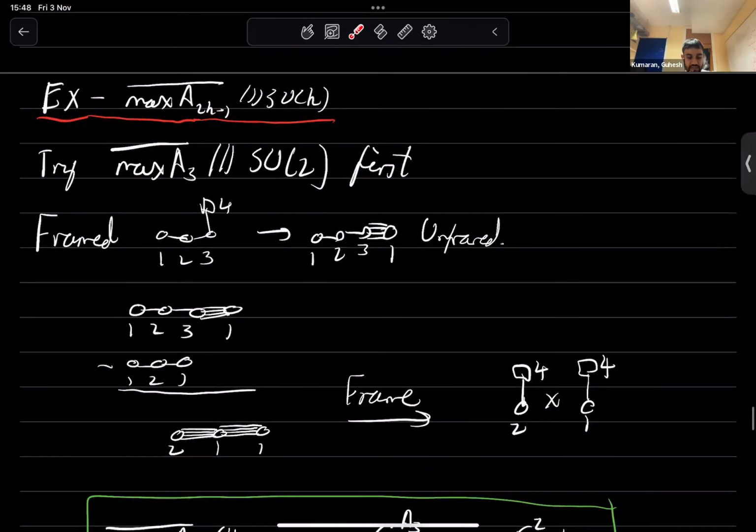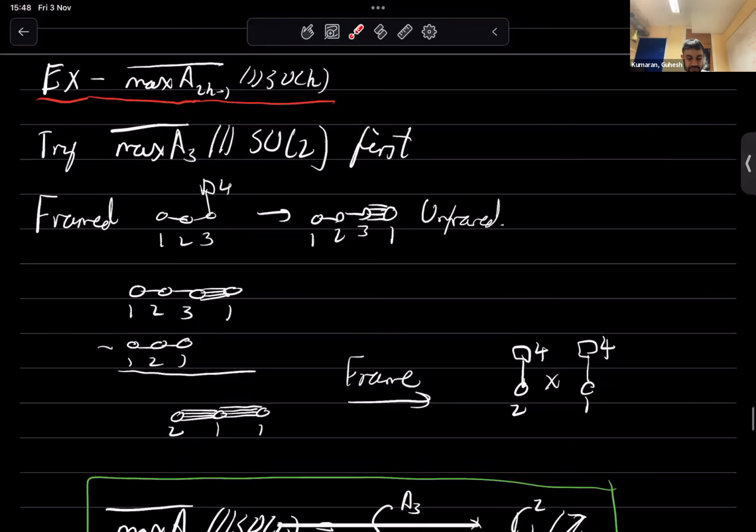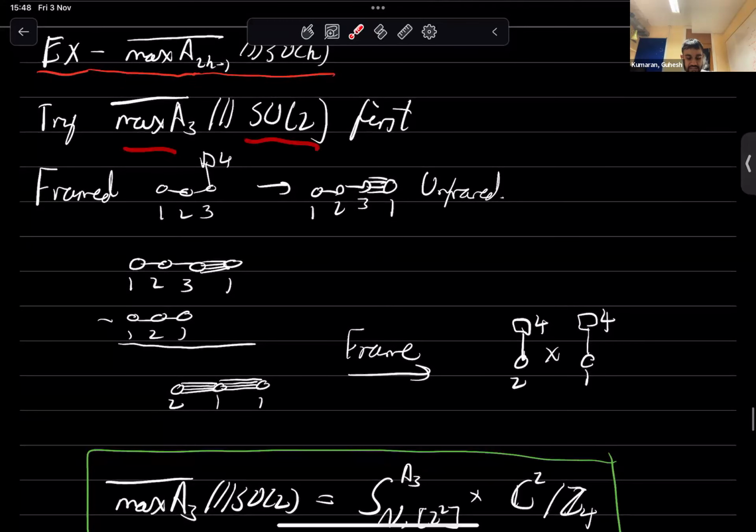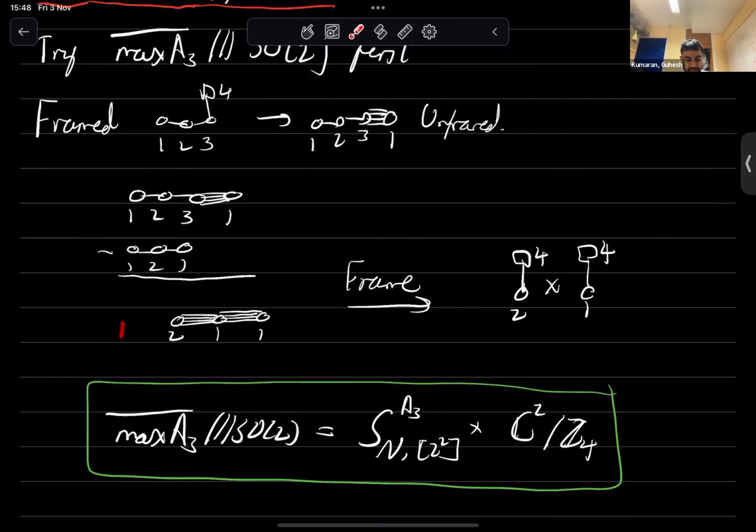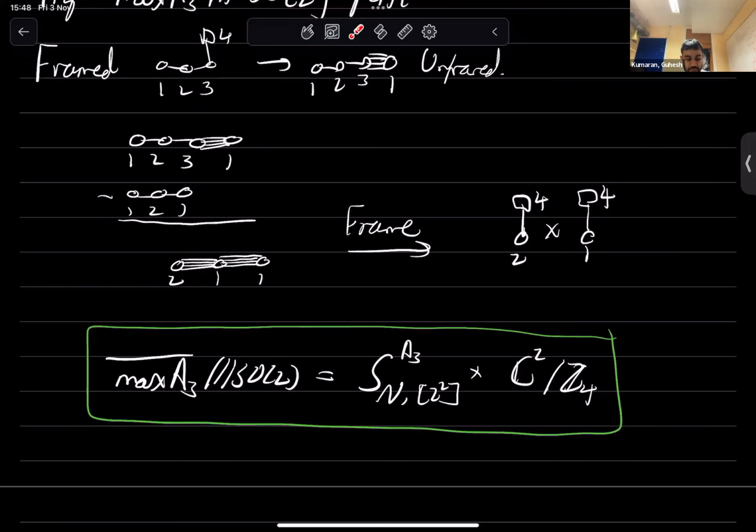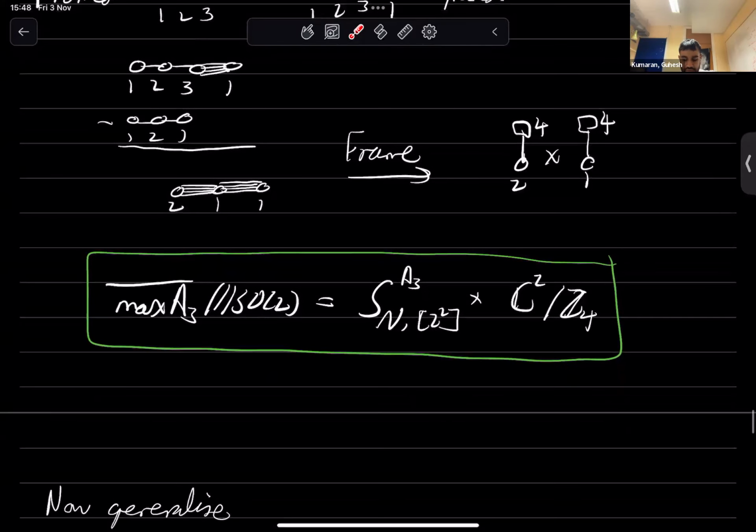Now we'll try and take the maximal A_{2k-1} orbits and quotient by SU(k) and see what we can find. So first we'll do the case where k equals 2. So that's maximal A3 with an SU(2). So this is our quiver. We unframe it, and then we subtract our 1, 2, 1 like this. You'll find 2, 1, 1, but with 4 links here. So there's 4 links there and 4 links there. When you put the framing back, it decouples into a product space. And you find this relationship between an orbit, a Slodowy slice, and an orbifold C^2/Z_4.